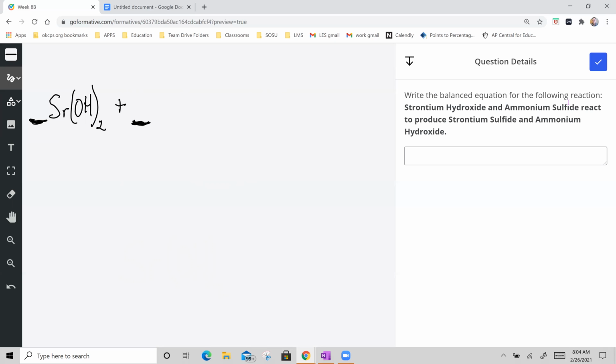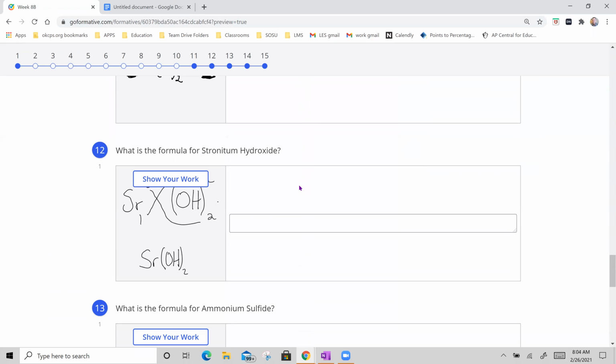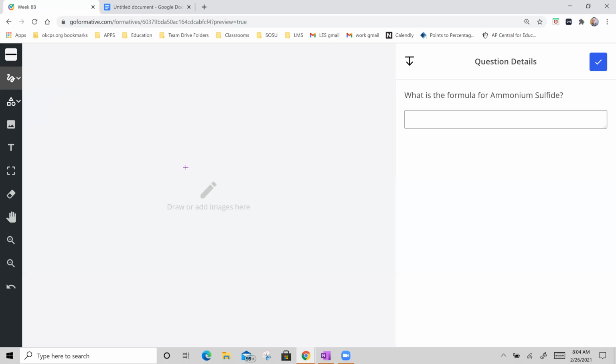Ammonium sulfide. And so, do you see any prefixes in ammonium sulfide? Mono, di, tri, tetra, penta, hexa, hepta, octa, nona, deca. No. That means it is ionic, and we have to look at the charge of the ions. All right, so we're going to pause on this, and we're going to go find ammonium sulfide. So for ammonium sulfide, we need to make sure we can write that formula.